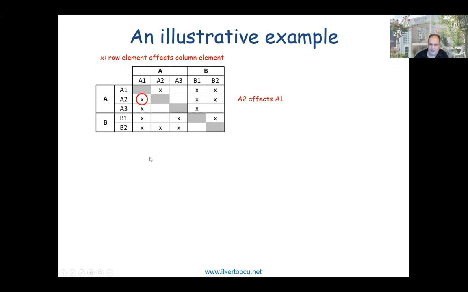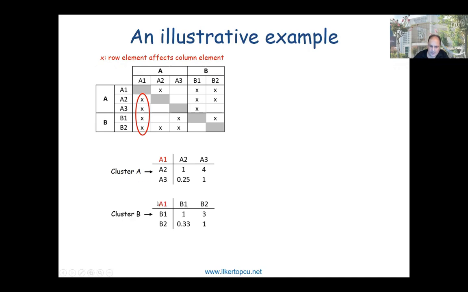So we will have a pairwise comparison matrix for A1, the parent node, with A2, A3, the sub-elements of cluster A, and another pairwise comparison matrix again for parent element A1, this time from cluster B, B1 and B2.